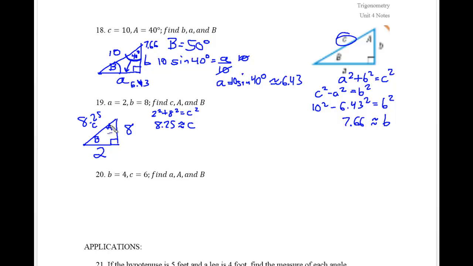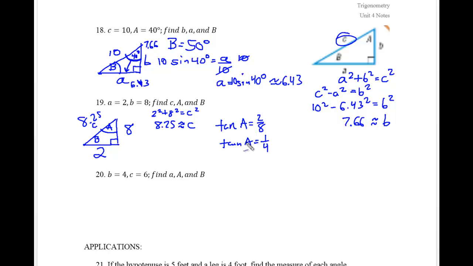But now what we have to do is find either A or B, and let's find A, why not? I think I want to stick with the numbers that I'm given here. So the relationship between 2 and 8 from A's perspective would be tangent. So the tangent of A is equal to 2 over 8, or the tangent of A is equal to 1/4.